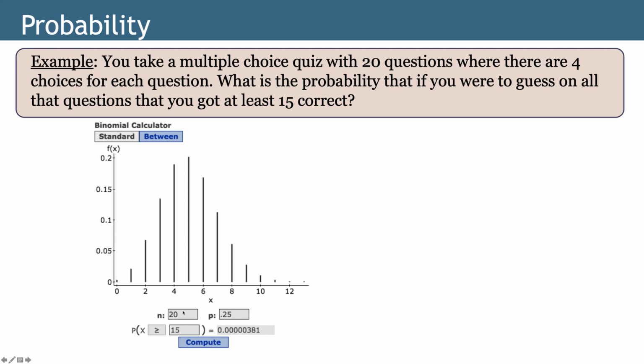But again, in StatCrunch, it'll do all this for you. So again, put in n, p, and now you can make this greater than or equal symbol, which means at least, right? At least 15, and it actually does it all for you on the fly. So very, very powerful, very helpful.